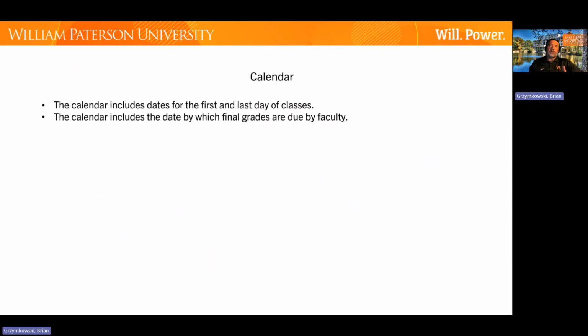And then the calendar also includes the first and last day of classes for each session. So again, you can plan ahead and know when your classes are going to end and when the next session is going to begin. There's usually about a week gap in between and a bit longer after fall session 2 to the spring session 1 because of the holidays.